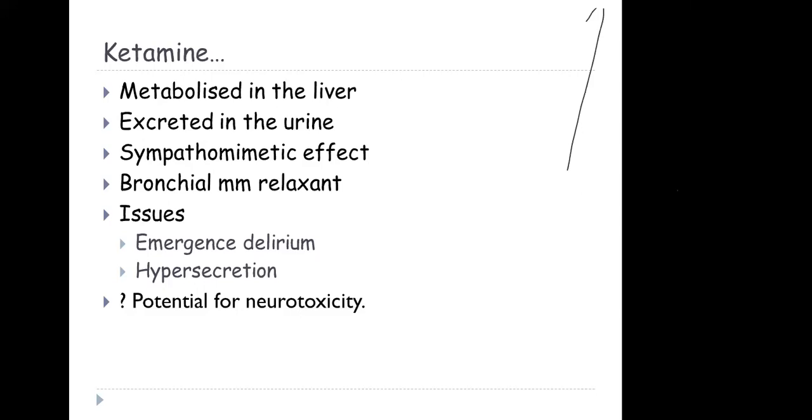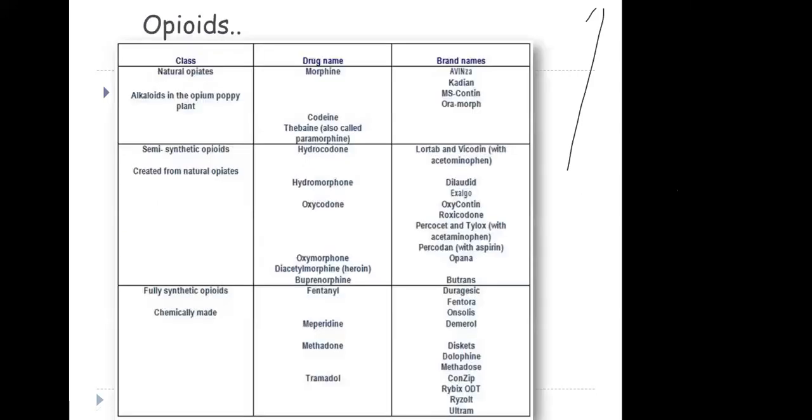Then with it, you have hallucinations and emergence delirium, and then hypersecretions, which you can control by giving an antisialagogue. There is a question about its potential for neurotoxicity, mainly in the developing brain, mainly in infants.